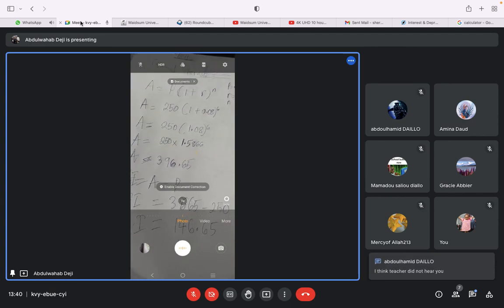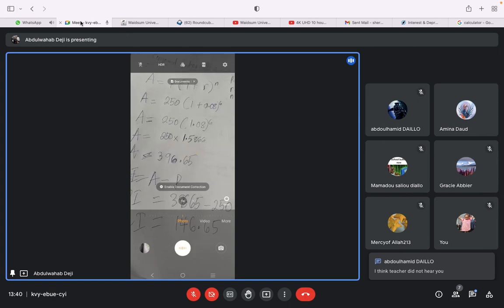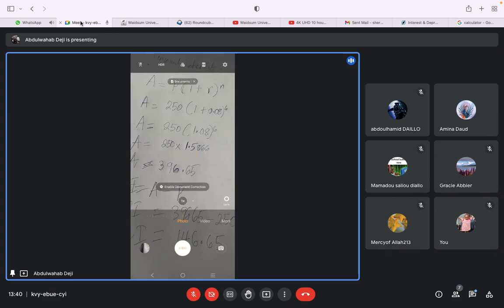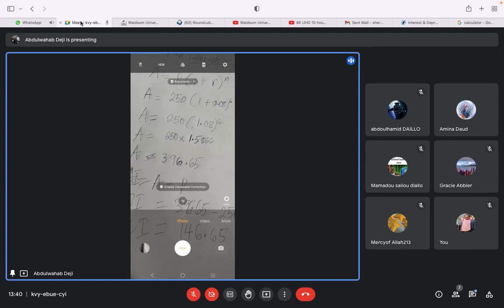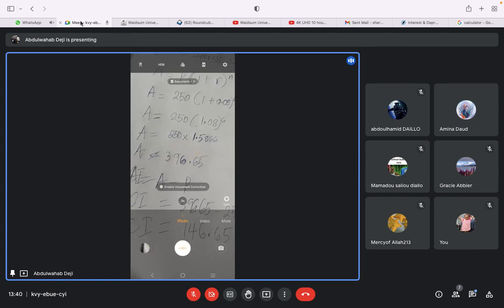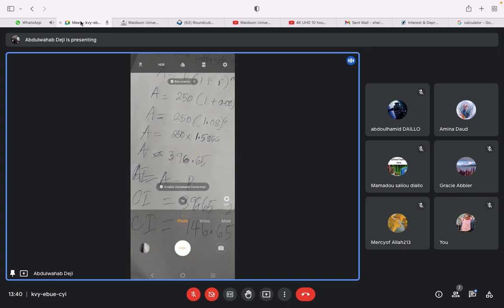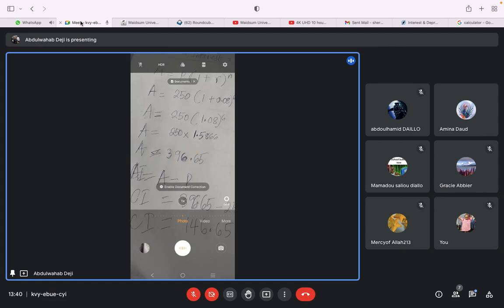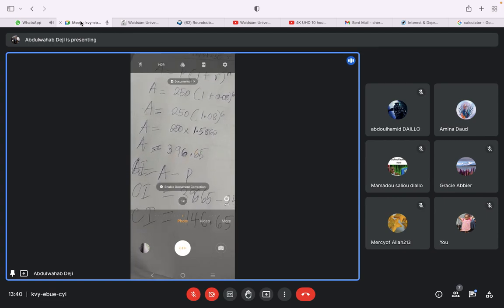Then you add that 0.08 plus 1 inside the bracket. You add what is inside the bracket first, and then you get 1.08. Then you raise it to power 6. Just type 1.08 to the power of 6 in your calculator. You get 1.5866. Then you multiply it by the 250. You get 396.65. So that's how we calculate the amount.